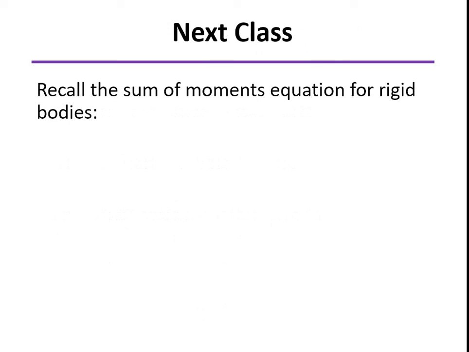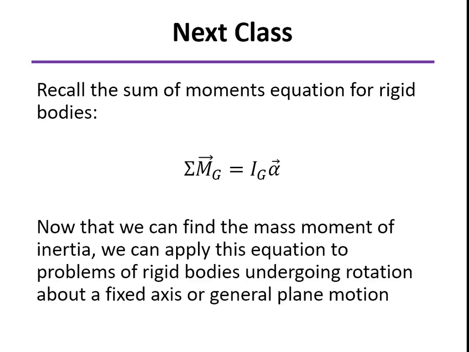But now that we know how to do that, we can apply it to the equation that we talked about earlier: for rotation of a rigid body, the sum of the moments about the center of mass is equal to the mass moment of inertia about an axis through the center of mass times the angular acceleration. We'll also see we can do it about different points as well, with some adjustments to this. But now that we know how to calculate the mass moments of inertia, we can move on to the class of problems, the kinetics of rigid bodies that are undergoing either rotation or general plane motion.